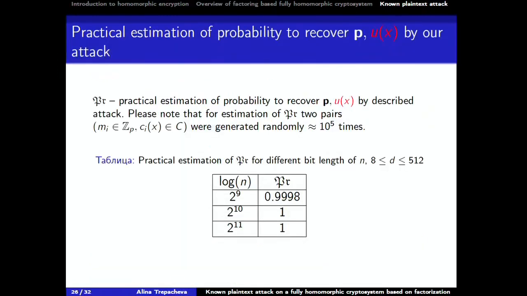And here there is an experimental estimation of the probability to recover P, Q, and secret key U. You may see that it is close to 1, so the experiment confirms the theory.